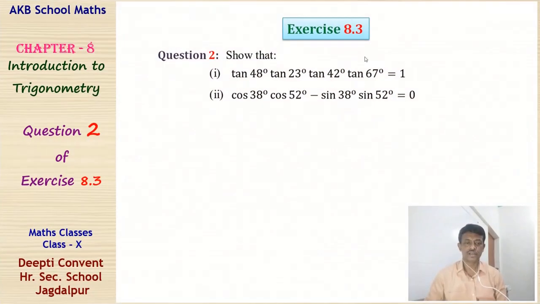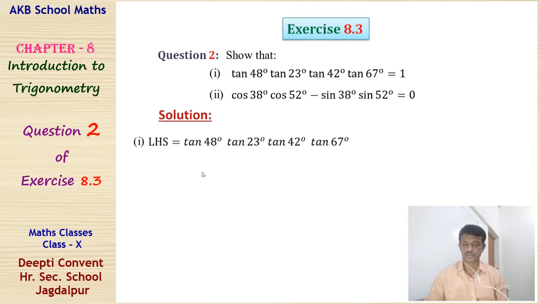Question 2 of exercise 8.3. Show that this equals 1, and this equals 0. That is, we have to find the value of the left hand side. Let us try to solve. First, the left hand side: tan 48, tan 23, tan 42, tan 67.